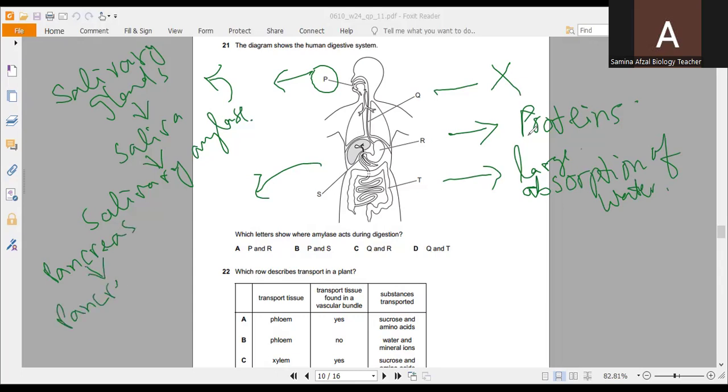pancreatic juice, which contains pancreatic amylase for the digestion of carbohydrates. So according to this, B is the correct option. A, C, and D are not the correct options.